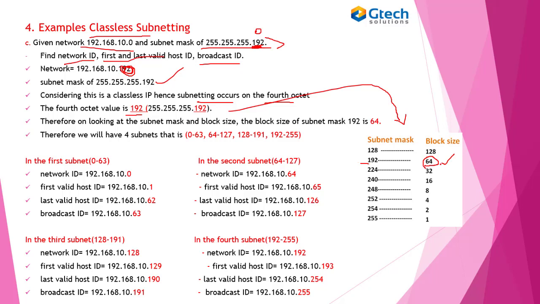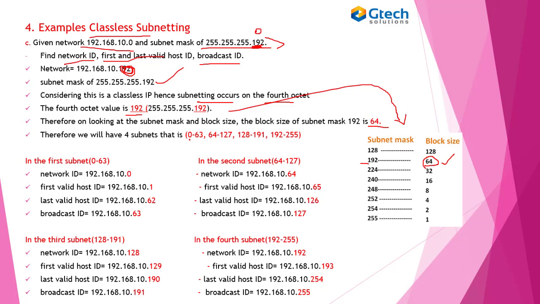192 has a block size of 64. So this block size will tell us how to jump from one subnet to another. So the block size is 64. And how many subnets are found here?